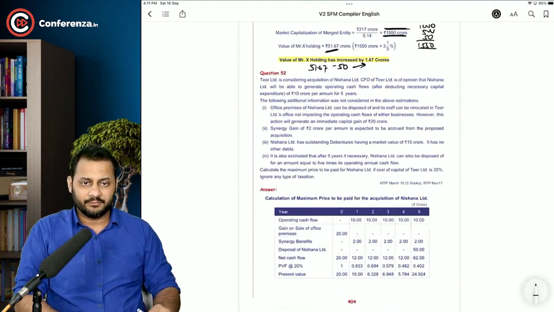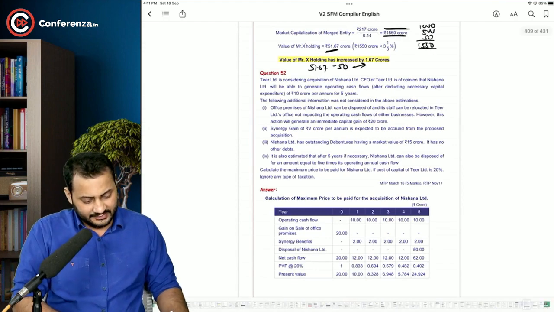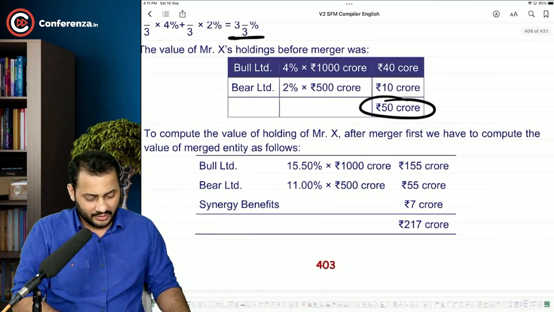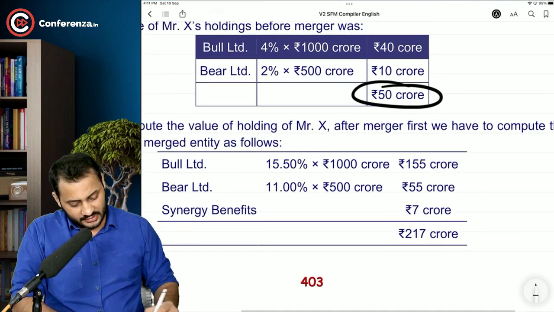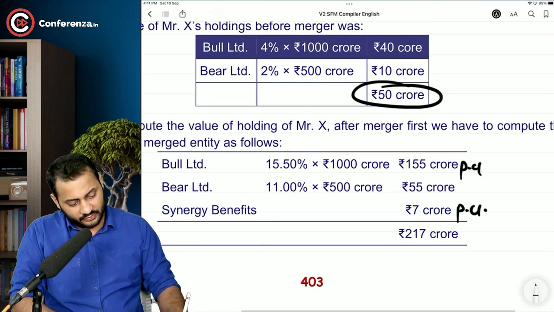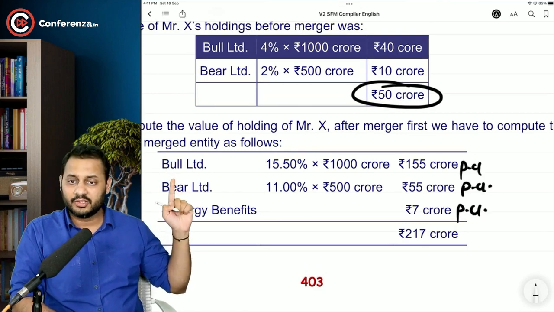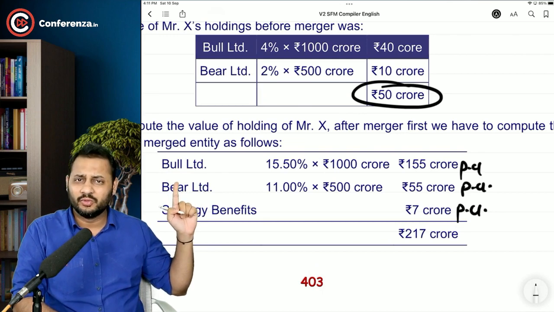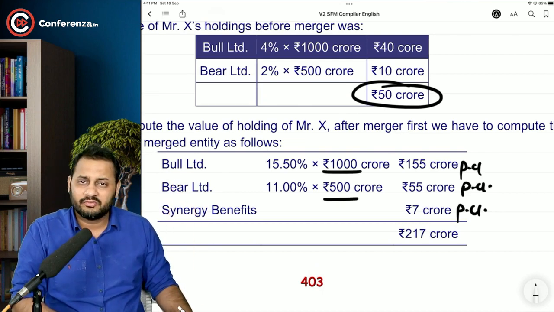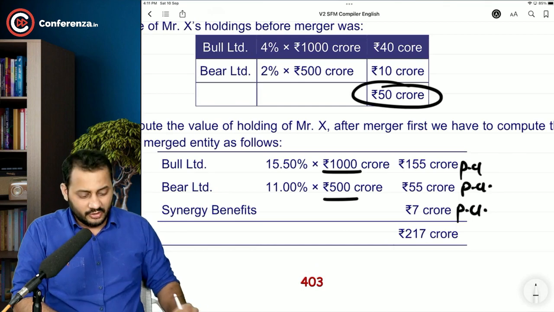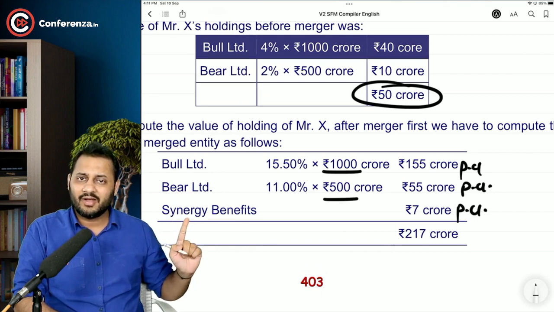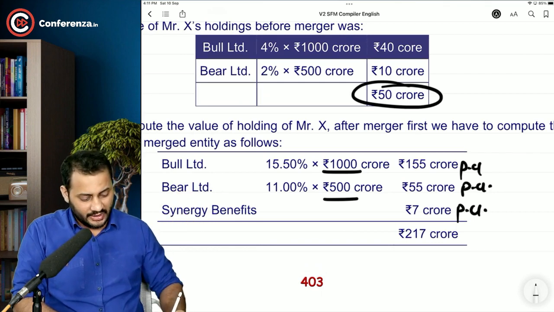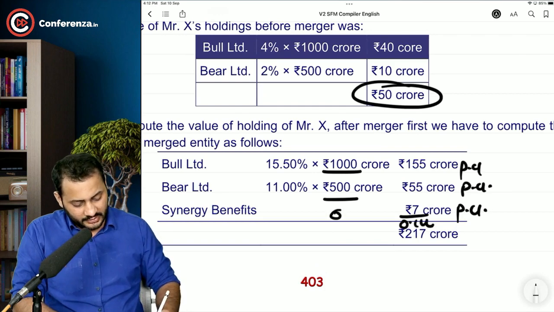So 1.67. See, what the institute has done here is they have taken a long method to calculate the market value after merger. They first calculated the per annum returns from Bull and Bear both. There was no need to do that. You could have clearly taken 1500 crore together, instead of converting the two values into per annum, just convert the one value into total. So you could have just divided this by 0.14. This would have been 50. So this would have been 1550 crore.